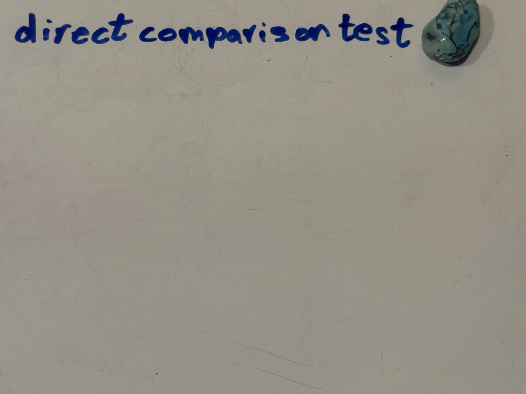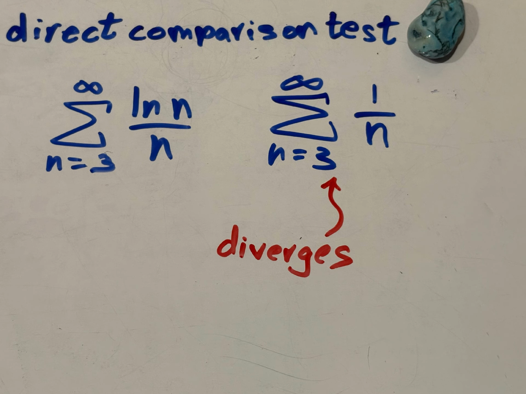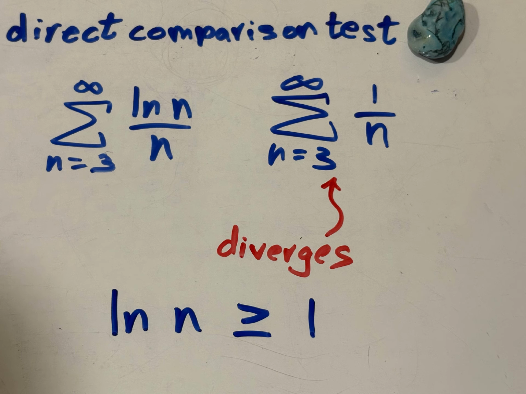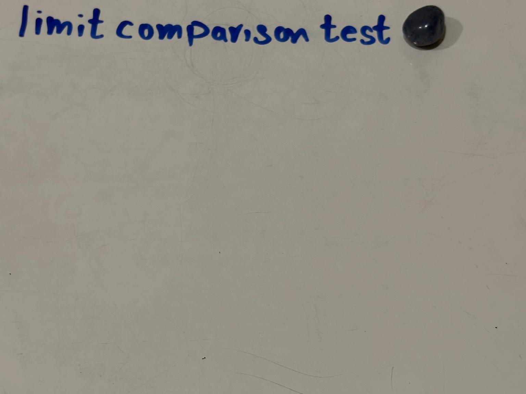The best example for how this test is useful is the natural log of n over n. We can compare it to 1 over n, which diverges by p-series. ln n is always greater than or equal to 1 for our interval, so likewise, the natural log of n over n series is greater than 1 over n. As all terms are positive, by direct comparison test, it diverges. Limit comparison test is next.